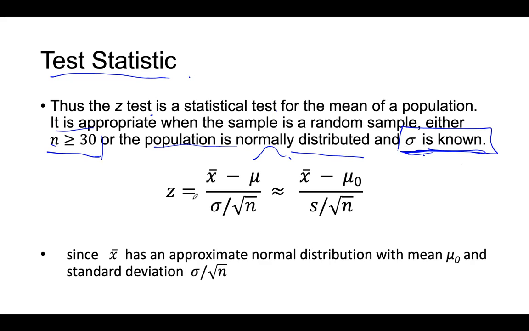So Z, like we did before, is just x bar minus mu divided by sigma divided by the square root of n, and we can approximate this if sigma and s do approximate, and we get this value. Since x bar has an approximate normal distribution, with this mean and standard deviation, using the central limit theorem. Remember, this is due to the central limit theorem.